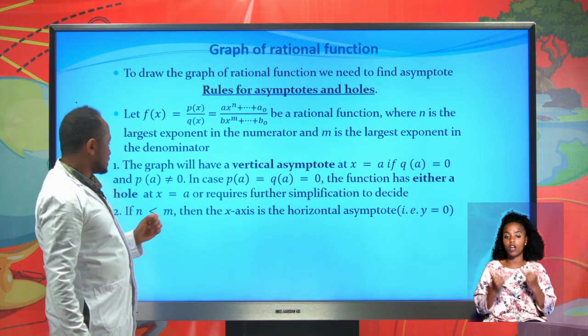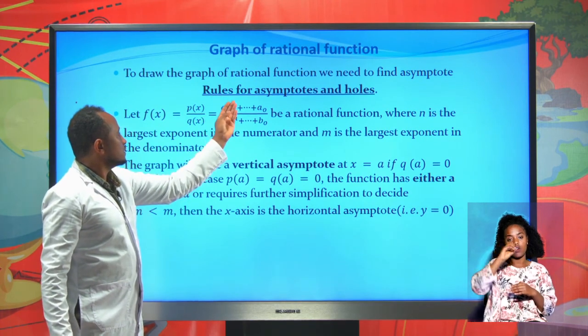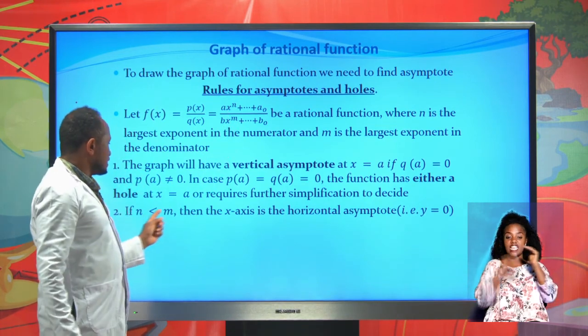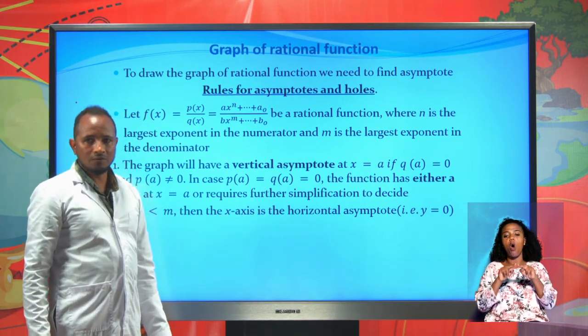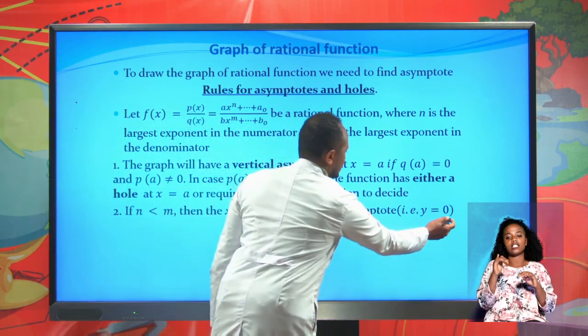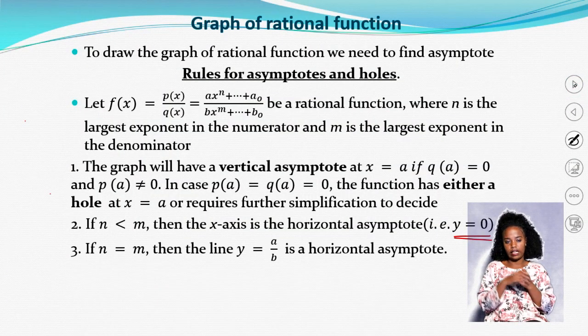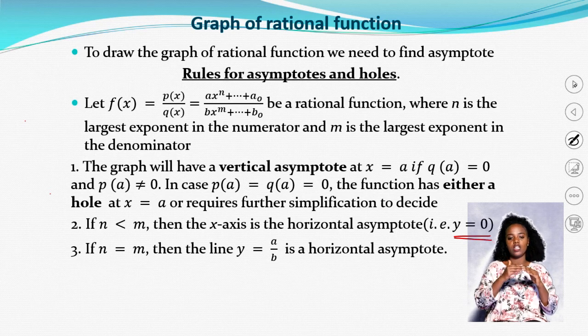Okay, now next, if the degree of p of x is less than the degree of q of x, or when n is less than m, then the x-axis is the horizontal asymptote of this graph, or the graph has a horizontal asymptote at y equals 0. If n is equal to m, if the degree of the numerator and the degree of the denominator are equal, then the line y equals the ratio of the leading coefficients, a over b, is the horizontal asymptote for the given rational function.